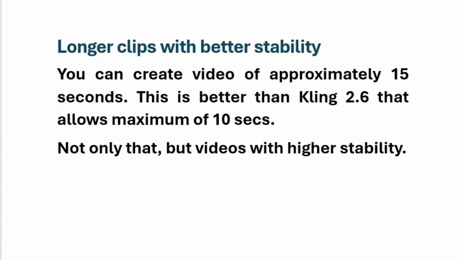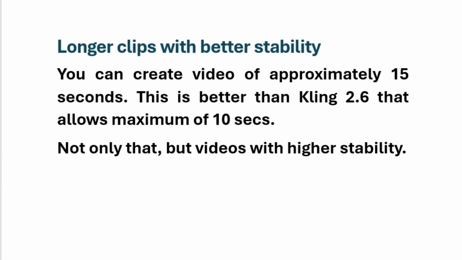Another thing to expect in this Kling 3.0 video, all right, is longer clips with better stability. Unlike Kling 2.6, okay, which allows you to create a maximum length of 10 seconds, this allows you to create approximately 15 seconds. Okay. And with this, it makes it easy for you to put together longer videos over time.